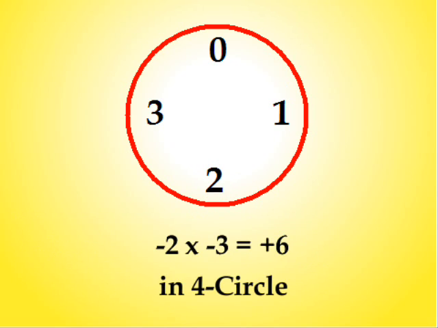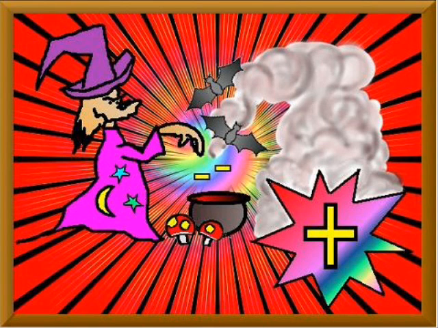So we have shown that minus 2 times minus 3 does equal plus 6 in a four-circle, even though there is no 6 in that circle. And that concludes our demonstration that a negative times a negative comes to a positive in a circular counting system.